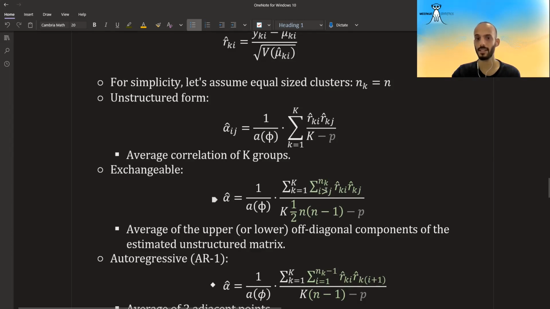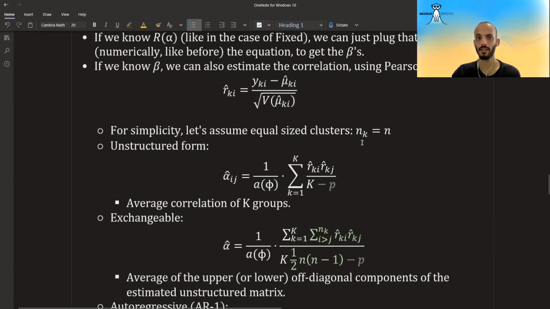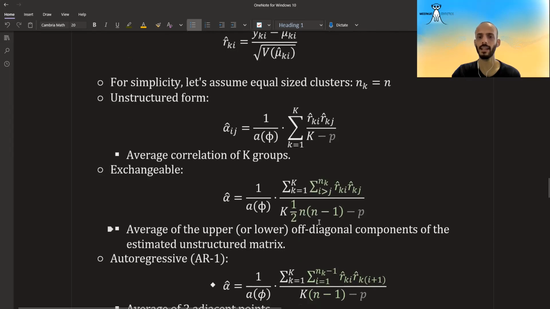So because here we take the off-diagonal, there is half n minus 1, and here we are assuming, for simplicity, equal size clusters, equal size groups. So n_k is equal to some constant n. Okay, and then this is how much we are doing here, but we are also summing this up per every group, so in the end, we also need to account for this.